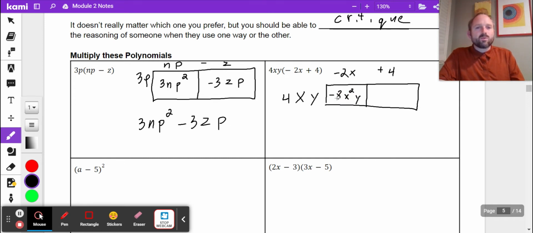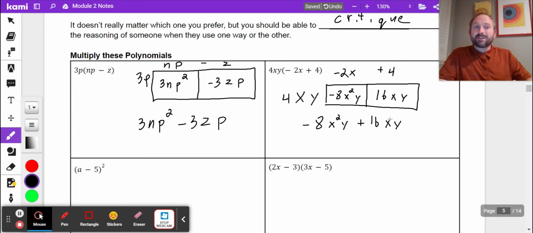And 4xy times 4 will be, hey, what's 4 bananas times 4? It's 16 bananas. So what's 4xy times 4? It's 16xy. And then I just combine them. I'm going to have this negative 8x squared y plus 16xy.